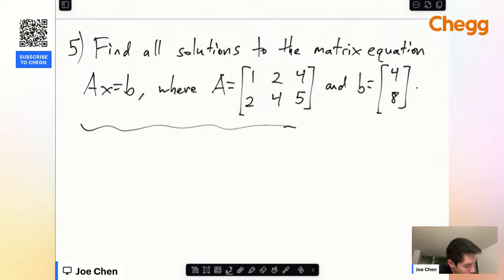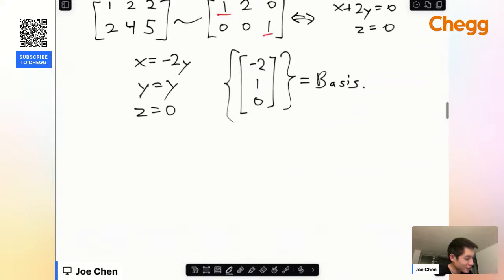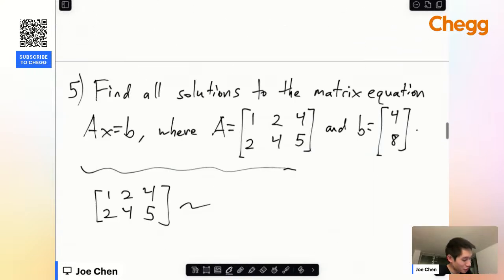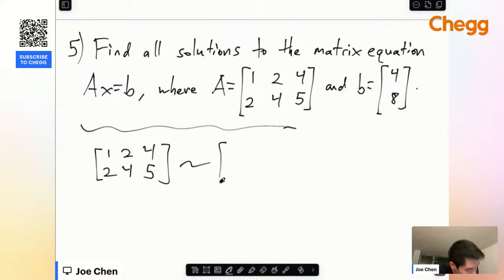Okay, so to do these problems, you always have the row reduction. And a long time ago now, I did that up here. 1, 2, 0, 0, 0, 1.